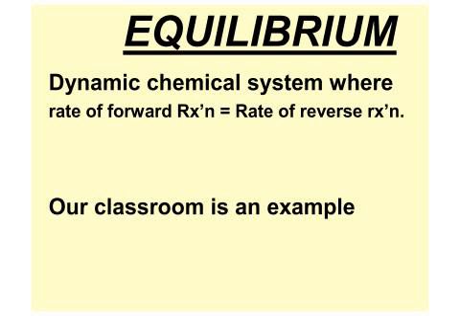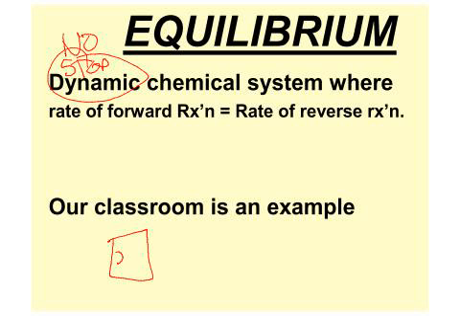Equilibrium is a dynamic chemical system where the rate of the forward reaction equals the rate of the reverse reaction. That means it doesn't stop. No stopping. Our classroom is an example. So, for example, room 313 has 24 students in it in the first hour.